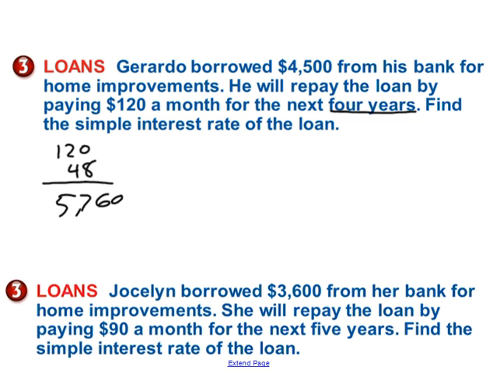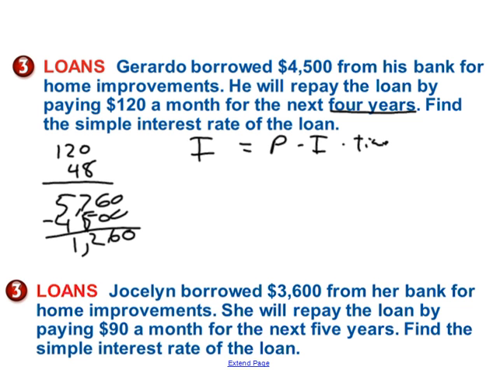$5,760. He originally borrowed $4,500. So the interest he paid is the amount greater than the $4,500 to pay back the principal. $1,260 is what he paid back in interest. So I'm going to say interest is equal to the principal amount times the interest rate times the time in years. All right. So the interest amount, $1,260, is equal to the principal, which was $4,500, times the interest rate, which I don't know, times the time, which was 4 years.